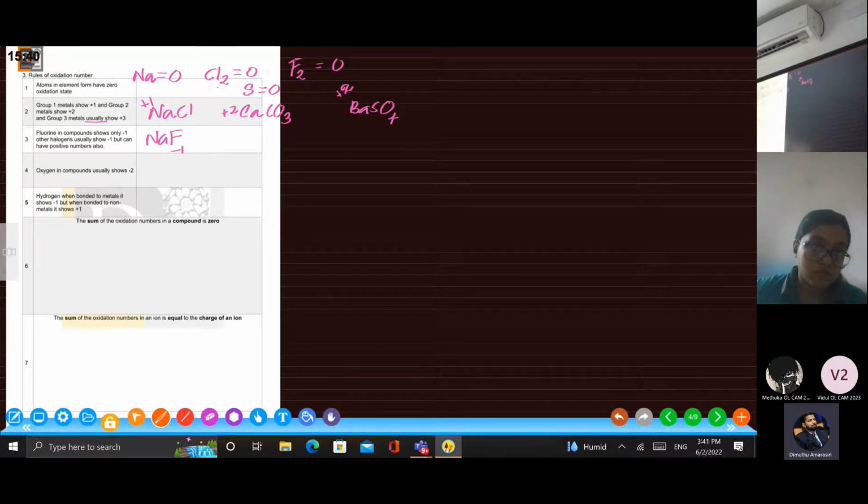Okay, read rule number 3. Fluorine in compounds shows only -1. Other halogens usually show -1, but can have positive numbers also. What does it mean?